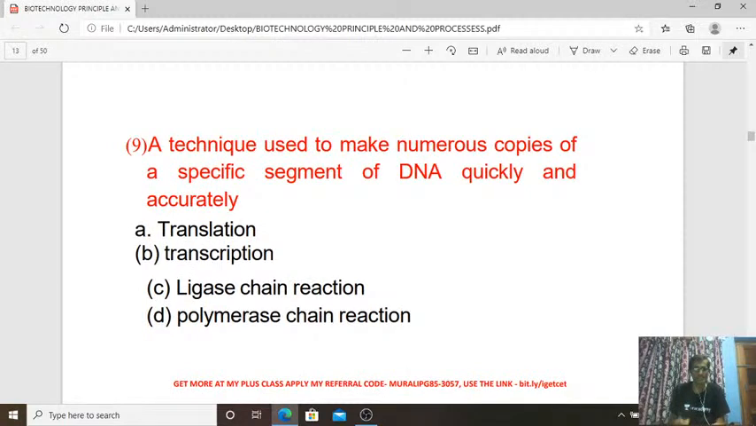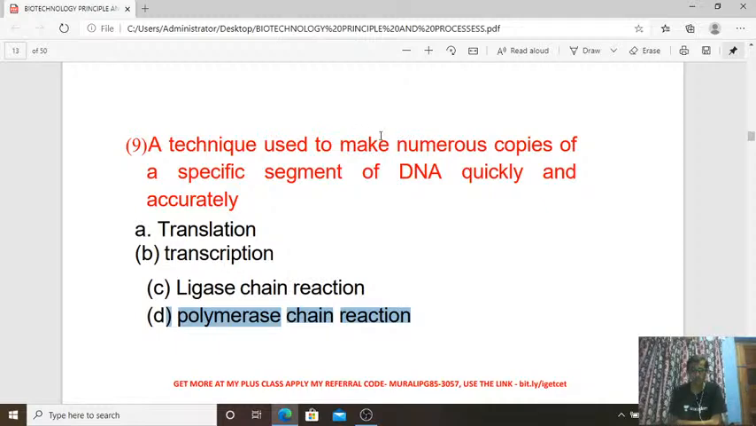Next question, question number 9. A technique used to make numerous copies of a specific segment of DNA quickly and accurately. So making a number of copies, but of a specific segment of the DNA, quickly and accurately. Which is that method? Translation is the process of formation of protein. Transcription is the production of mRNA. Ligase chain reaction is a ligation phenomenon, joining. What about polymerase chain reaction? Polymerase chain reaction is the right answer for this technique.